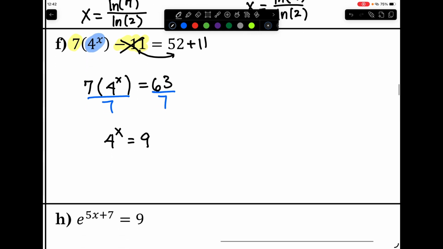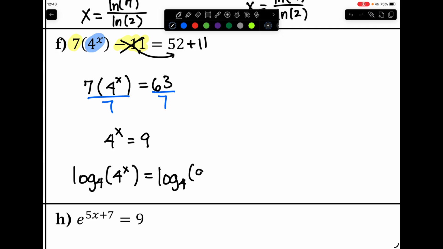So now with this, we're just going to use the log base 4, since this is a power of base 4. So log base 4 of 4 to the x equals log base 4 of 9. I'm going to continue over here. This is going to reduce itself out, leaving us only with the exponent of x.